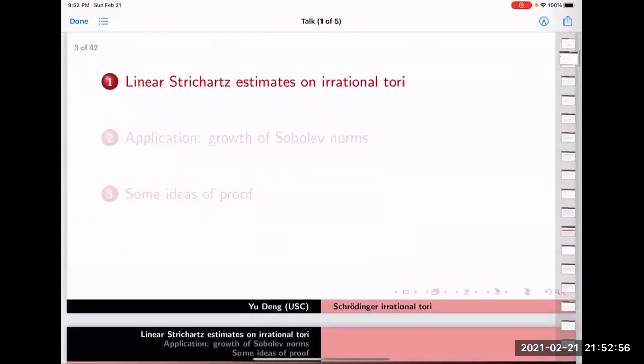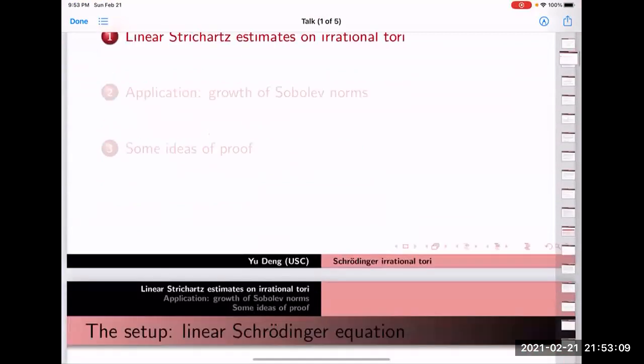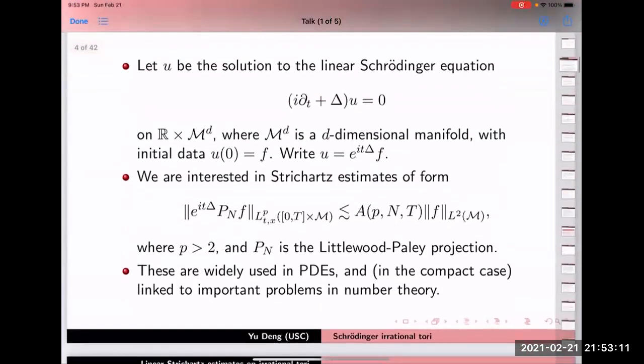Okay, so we start, of course, by describing the general Strichartz estimates, and then we'll move on to focus specifically on the case of irrational tori. So u will be the solution to the linear Schrodinger equation on, let's say, some manifold, with initial data f, and then we write u equals e to the itΔ of f.